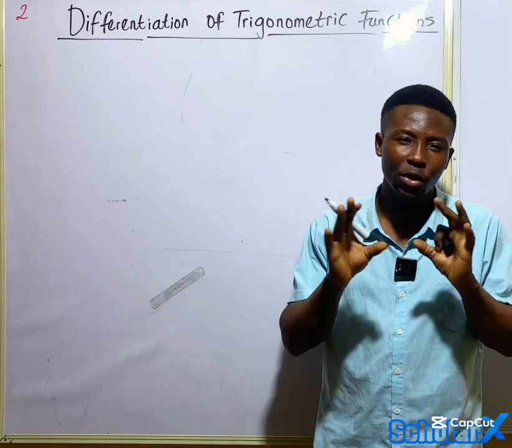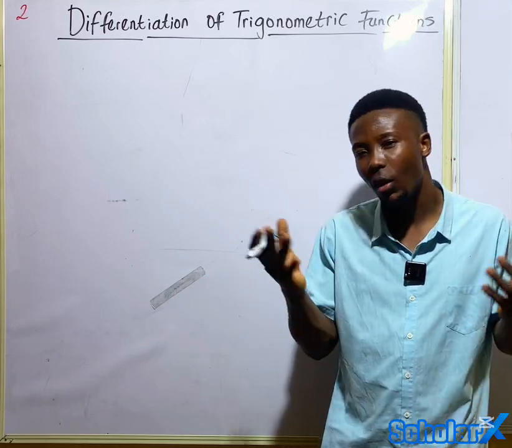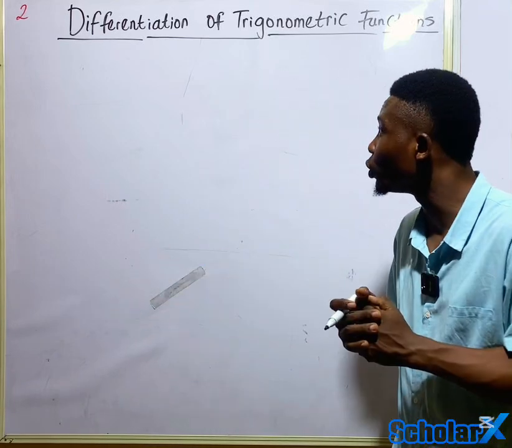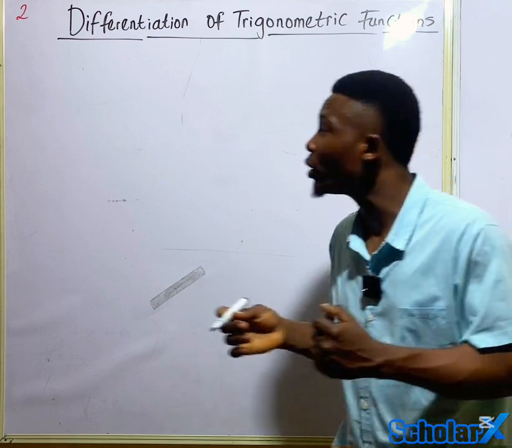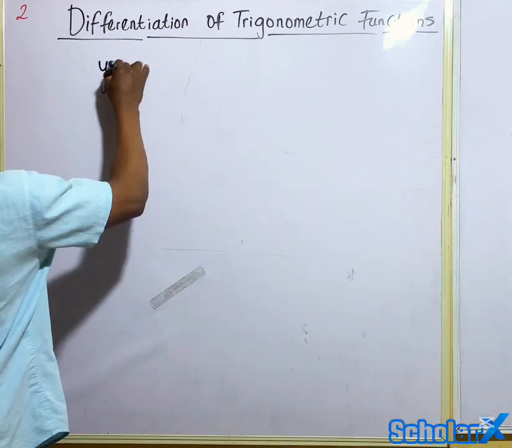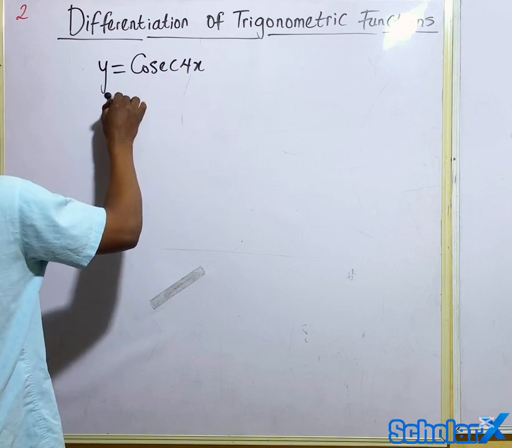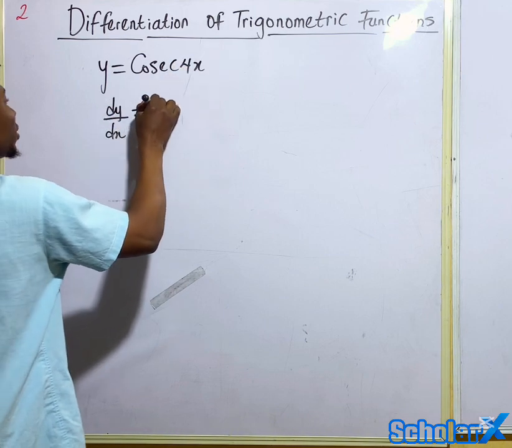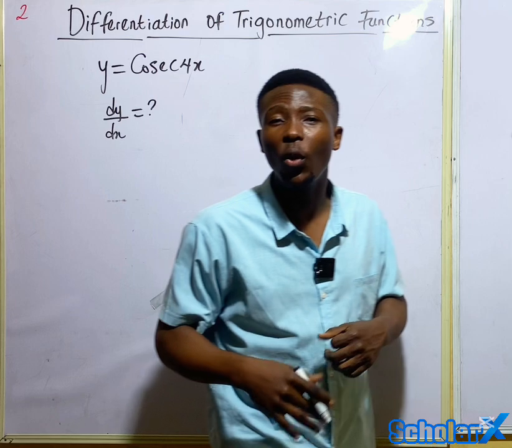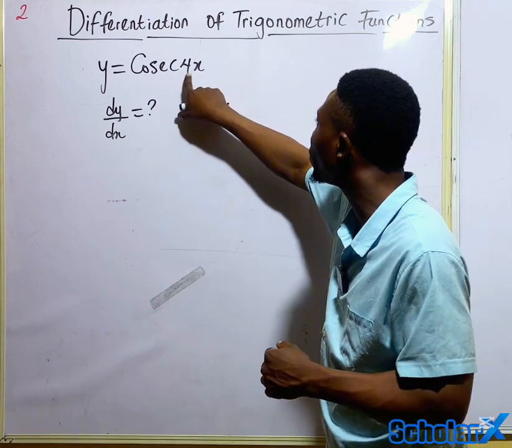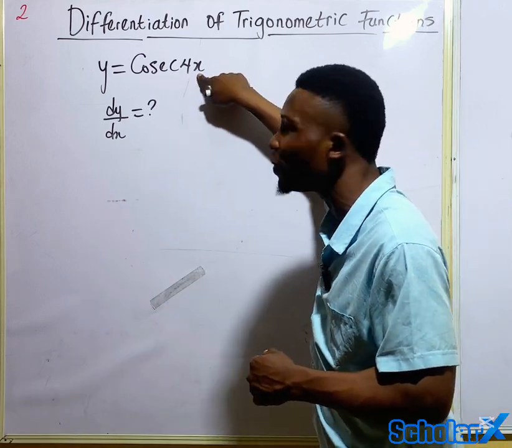We're still looking at trigonometric differentiation, or differentiation of trigonometric functions. Now, let's say we're given a question: y is equal to cosec 4x, and we're asked to find dy/dx. So we're asked to differentiate this function. This is a trigonometric function that has another function inside, which is 4x.